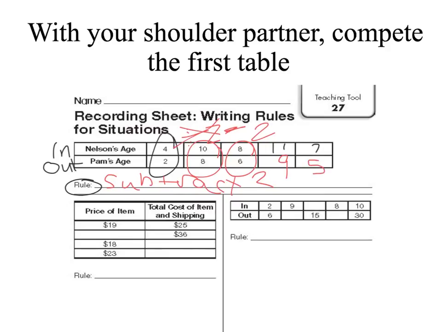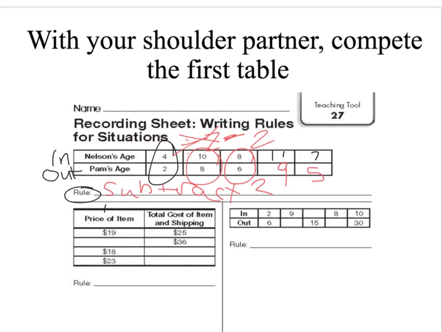With the next table, we have a column that says the price of the item, so that would be your in. And then it's the total cost of an item and shipping, so that is your out. So if I pay for an item, it is $19, and then the total cost of shipping with the item is $25. So I'm going to try and figure out what the rule is.